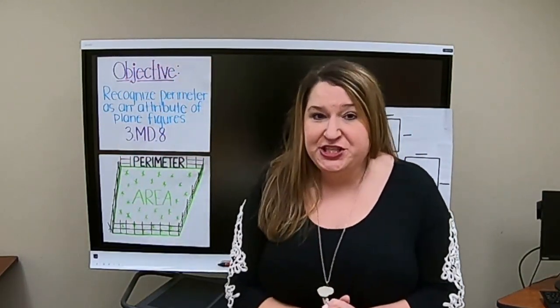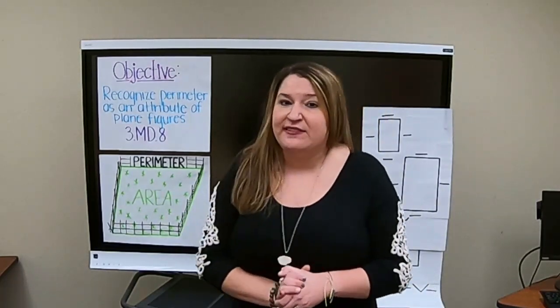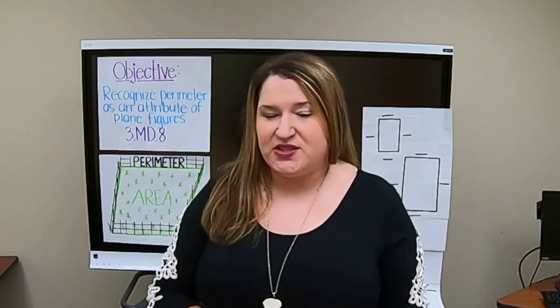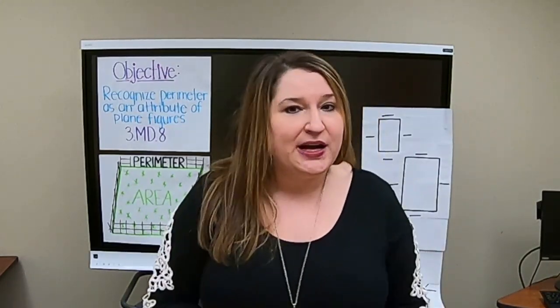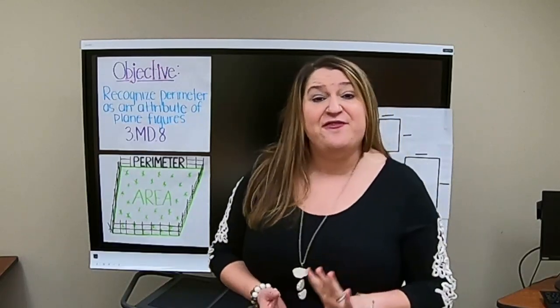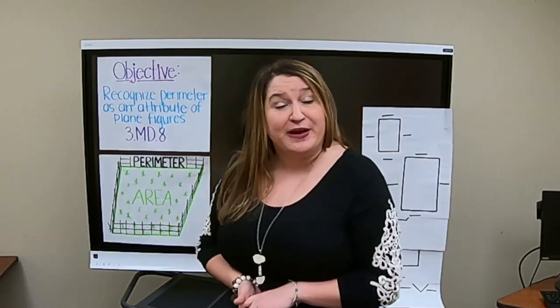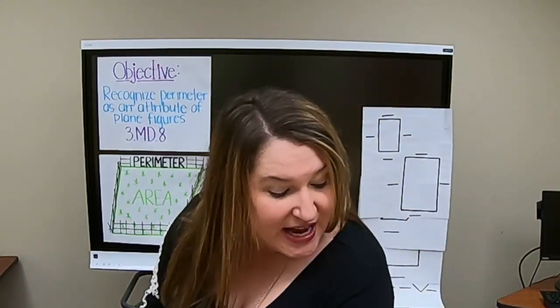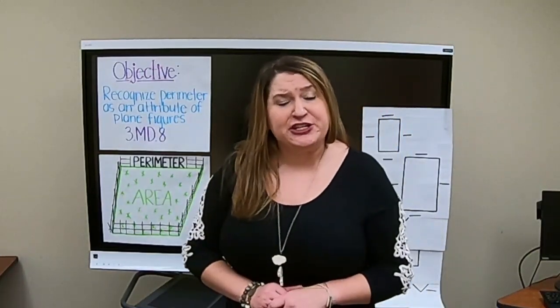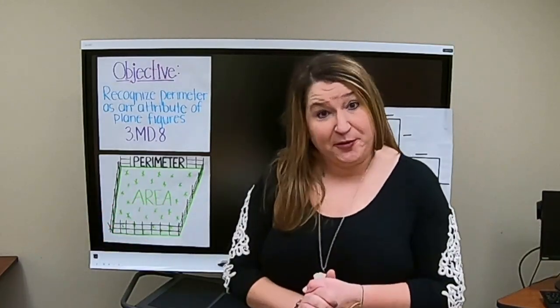So what I want you to do is you are going to collect 5 things from around your house. You can look in the pantry, you can check out some toys or puzzles or books, but 5 things that you can use to measure the perimeter. So I went around my house and I chose 5 different things that are different shapes, and we're going to practice measuring the perimeter. You ready?